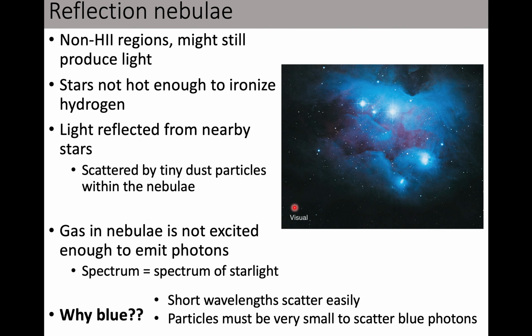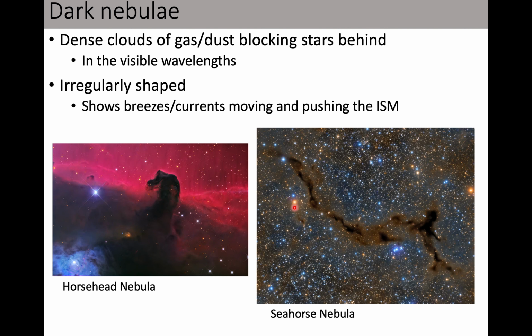Why is it blue, you may ask? Because short wavelengths scatter easily. And the particles, in order to scatter these blue photons, must be very, very small, which in the ISM they are. The ISM has incredibly small particles that are able to scatter that blue light, showing us the blue light of the nearby stars.